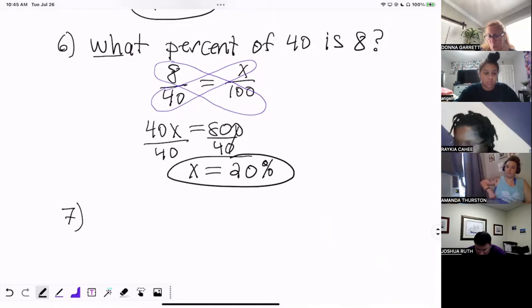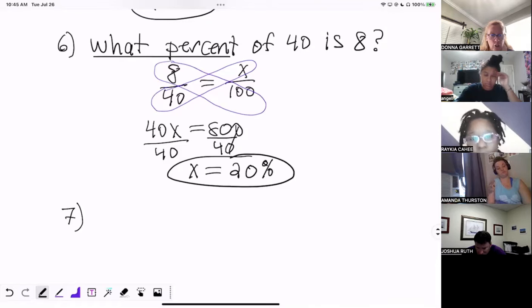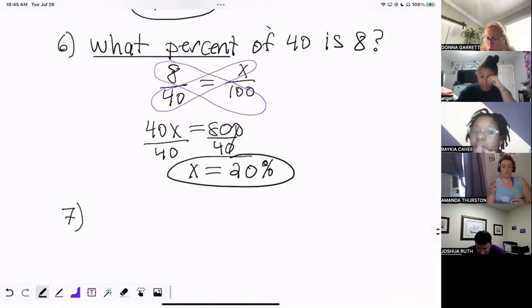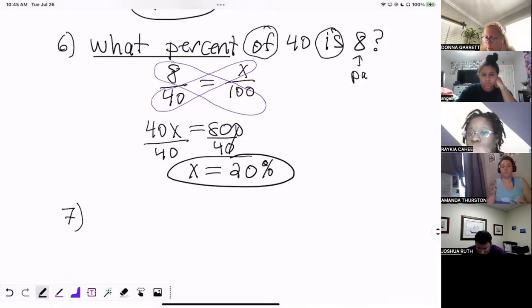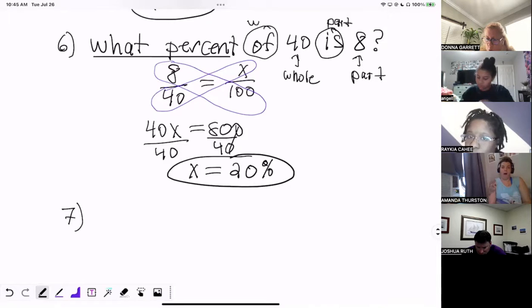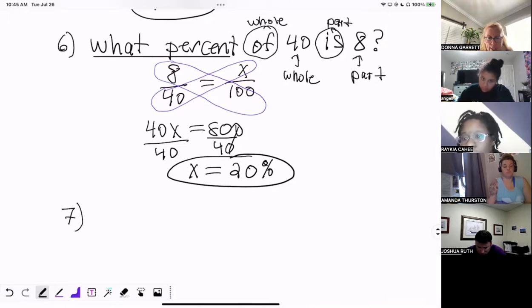Okay, so just pay attention to the words, like what percent, that's my x. So it had to be x over 100 because percent's always a 1 over 100. And then really look at these words too, of and is. That's the is, your part, and the of is your whole. So is your part and of is your whole. See if you use the words a little bit more in context to help you. Once you get it, you'll get it.